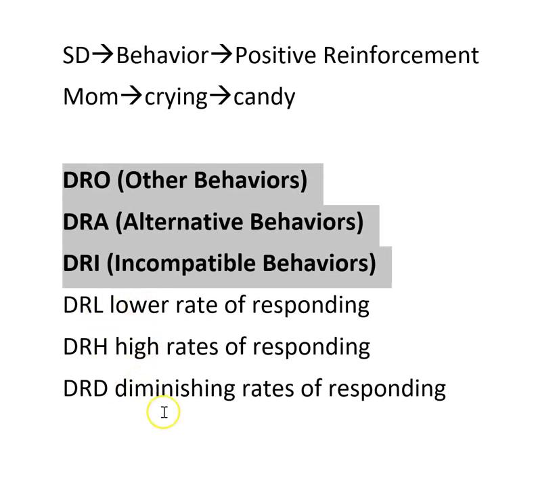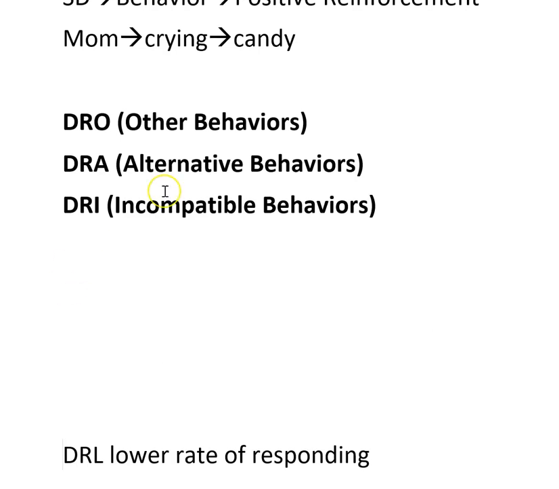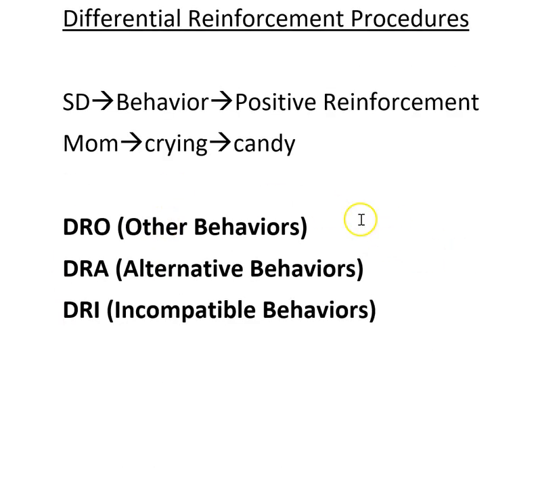Okay, now these three can be used. They're a little bit more complicated than the first main ones here. I'm going to go over them briefly after we go over the DRO, DRA, and DRI. Okay, so I'm going to move them a little bit here out of sight so we won't get confused. Okay, so DRO is differential reinforcement of other behaviors. Okay, so we are reinforcing other behaviors that happen instead of crying.